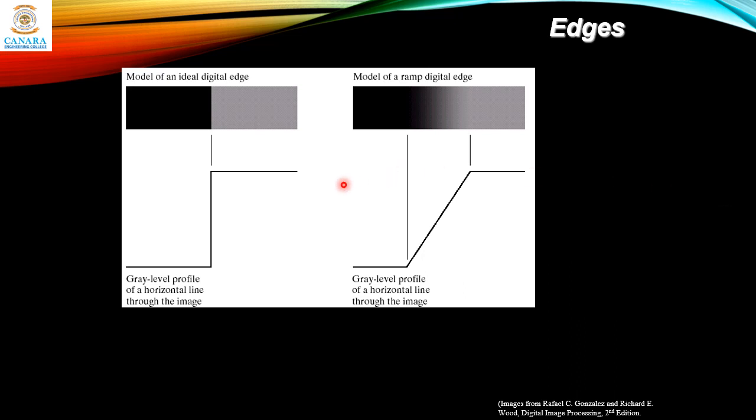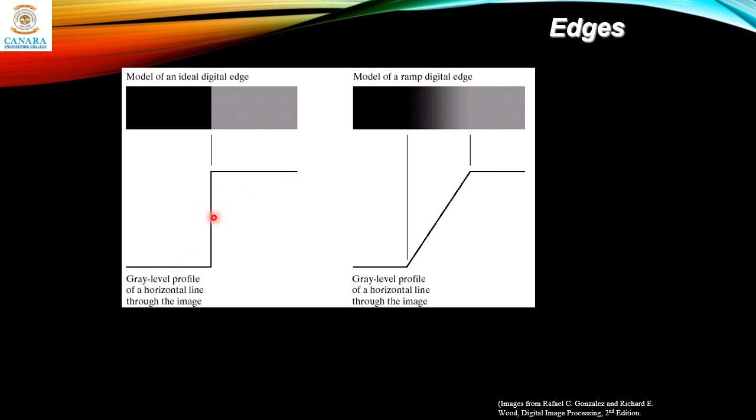Next, we'll learn about the concepts of edge detection. So far we learned about point detection and line detection. This is the profile of an ideal digital image edge, where there's an abrupt change from black to somewhat whitish gray. The gray level profile is like this. It's basically vertical, so intensity changes from low to high.